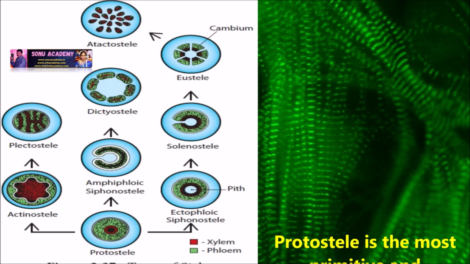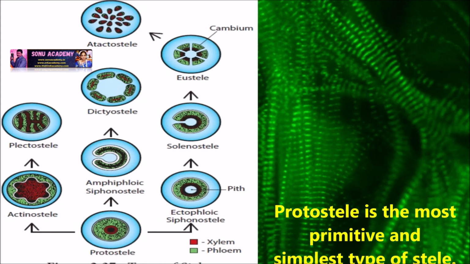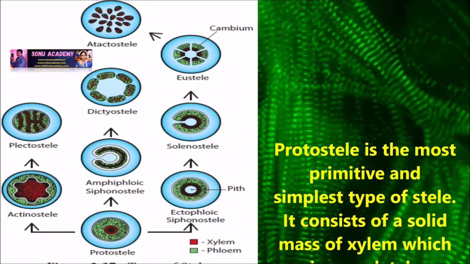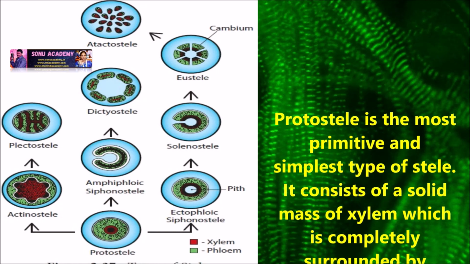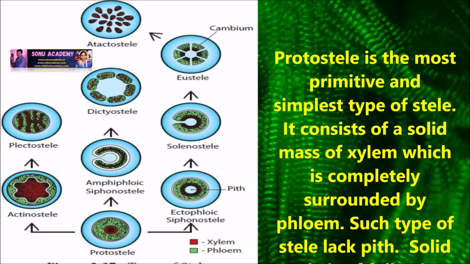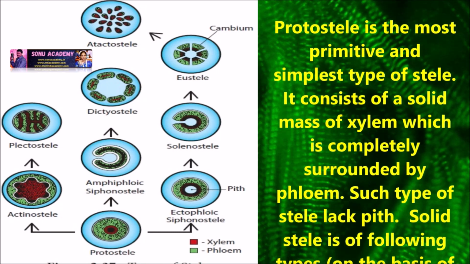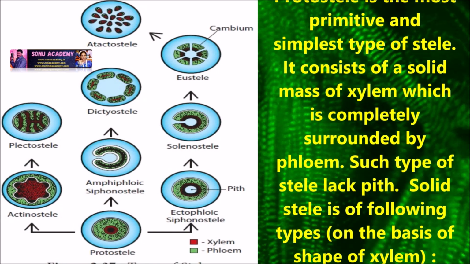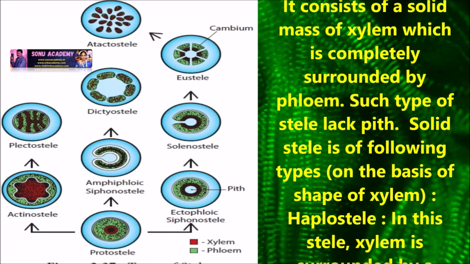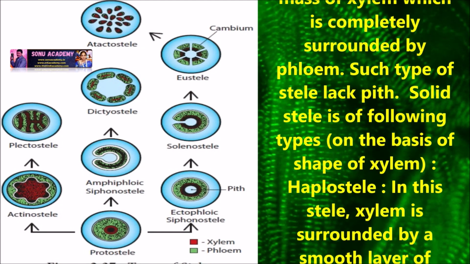Now let us discuss in detail about the steles. Protostele, or monostele, or solid stele. Protostele is the most primitive and simplest type of stele. It consists of a solid mass of xylem which is completely surrounded by phloem. Such type of stele lacks pith. Solid stele is of the following types on the basis of shape of xylem.